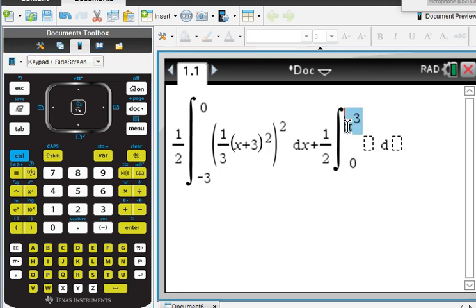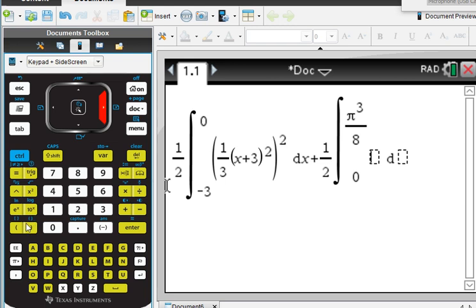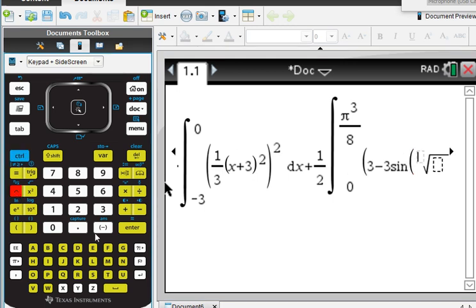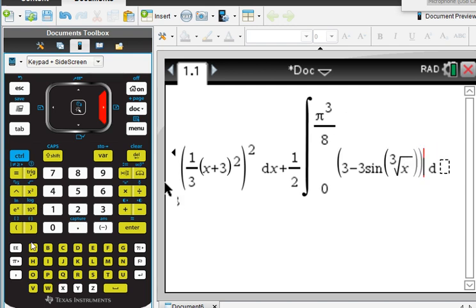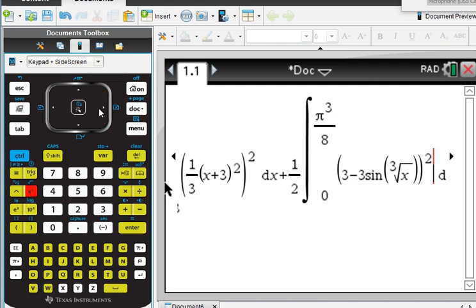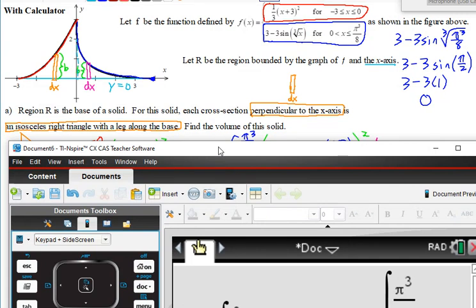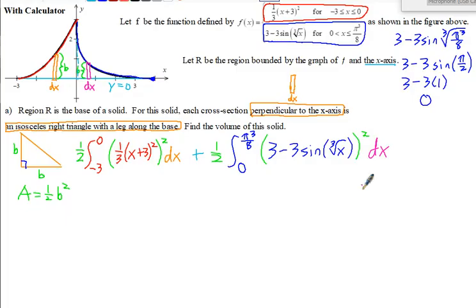Oops, let's put this in a fraction here, over 8. And then we had open parentheses, 3 minus 3 sine of the cube root. You can use this nth root here. Cube root of x, squared, dx. Yeah, that's what the answer should be there: 3.340. So let me go back to the other calculator and see what we did wrong. Let's write it down. You write 3.340. If you want to remind yourself it's volume, you can put units cubed.